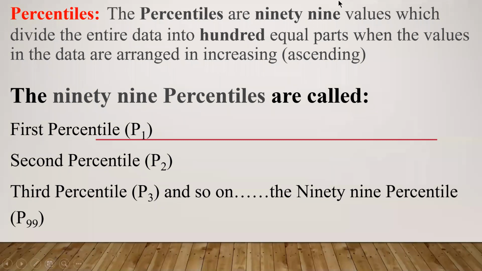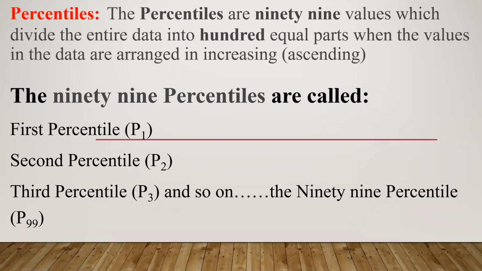So today we will see what are percentiles. I have defined here what are percentiles. The percentiles are 99 values which divide the entire data into 100 equal parts when the values are arranged in increasing order. That means if you want to divide the data into 100 equal parts, you need 99 points.